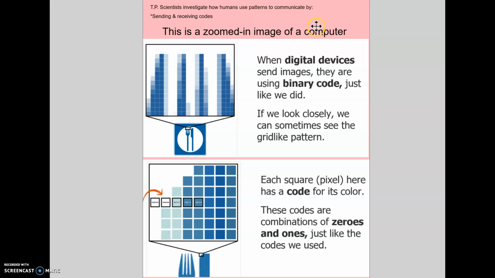So this is a zoomed in image of a computer. Okay, so if this is our computer screen, we're zooming in on just the prongs of the fork. And when digital devices send images, they're using binary code, just like we did. If we look closely, we can sometimes see the grid-like pattern. Okay, and these are called pixels. So each of these squares, each pixel, has a code for its color. These codes are combinations of zeros and ones, just like the codes that we used.